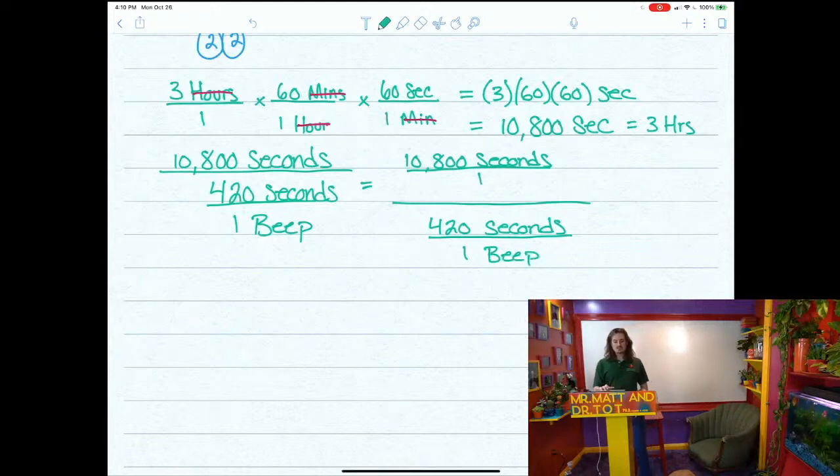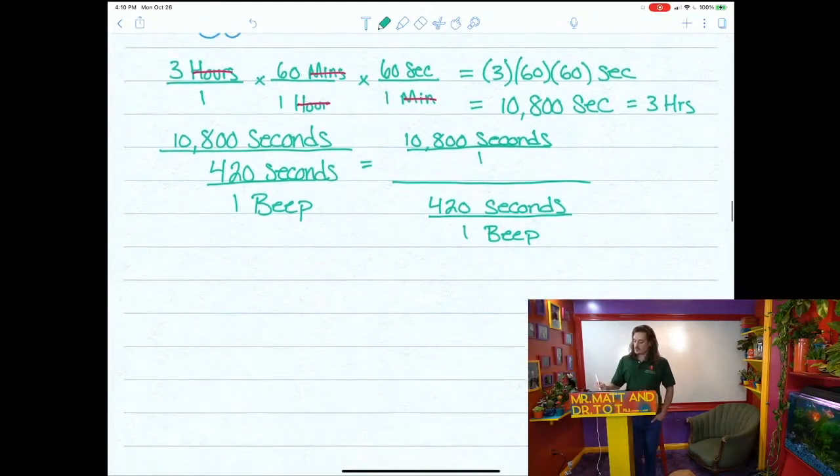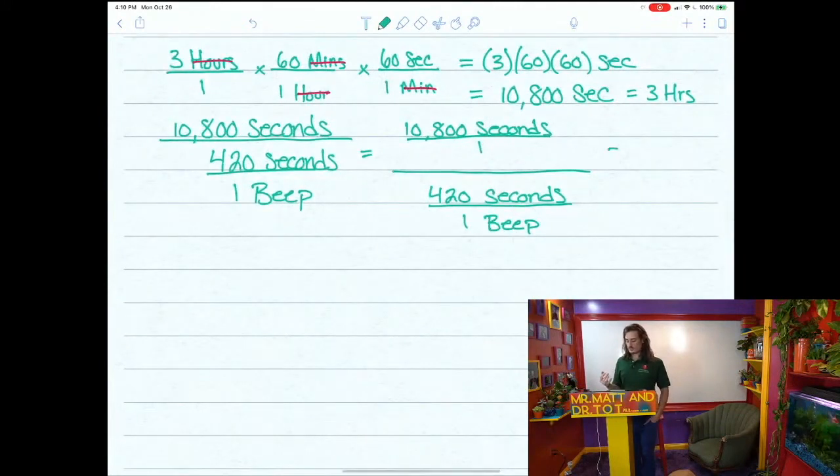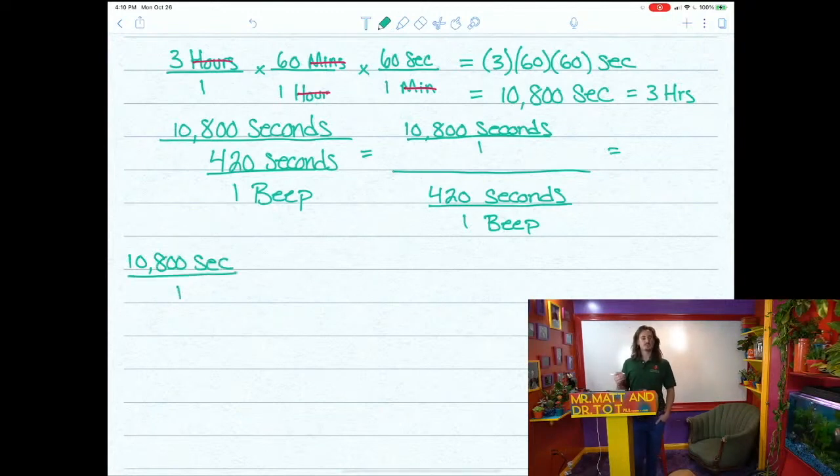Now we have a fraction divided by a fraction, which we have a process in order to solve. So what you do is you keep the numerator the same. So we're still going to have 10,800 seconds, I'm going to abbreviate it, over 1. But then change the operation from division to multiplication and take the reciprocal of the denominator, meaning you flip the numerator and denominator of the bottom fraction around. So instead of 420 seconds over 1 beep, I'm going to multiply by 1 beep over 420 seconds.